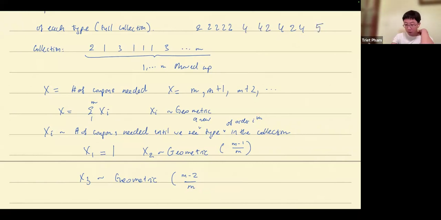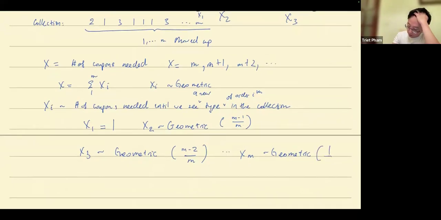Okay, so far? So for example, in this sequence, this is X1, it's always 1. X2 is here, so it takes you 5 coupons to see a new type. And X3 is here, it takes you 6 coupons to see a new type of order 3. So on and so forth. We got it? And then of course, XM will be geometric with what kind of success rate? 1 over M. So with X being like this, what's the expectation of X?